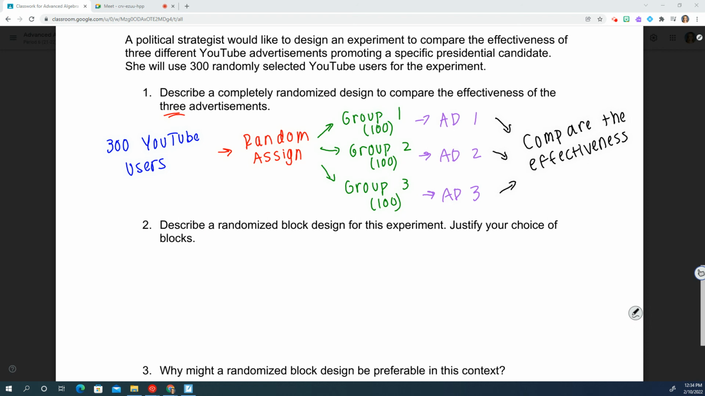So my explanatory variable would be the ads. My response variable would be the effectiveness. That's what we're trying to measure. We're seeing if the ads can predict the effectiveness for this presidential candidate.